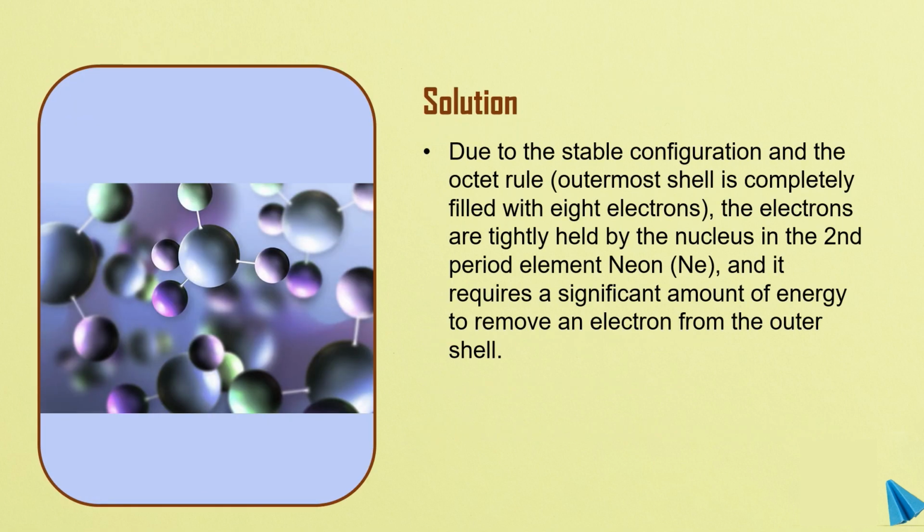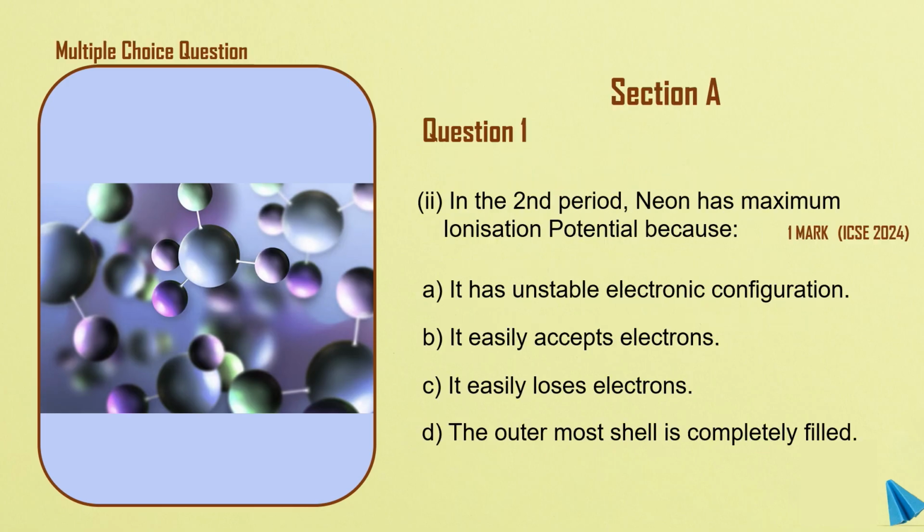See the solution. Due to the stable configuration and the octet rule, that is outermost shell is completely filled with 8 electrons. The electrons are tightly held by the nucleus in the second period element, neon, and it requires a significant amount of energy to remove an electron from the outer shell. So what is the correct answer, children? The correct answer is option D, that is the outermost shell is completely filled.